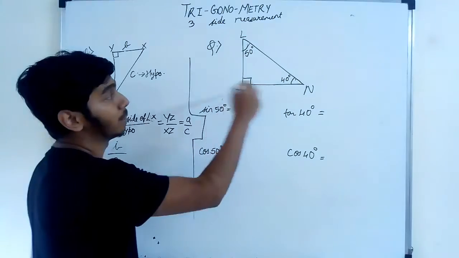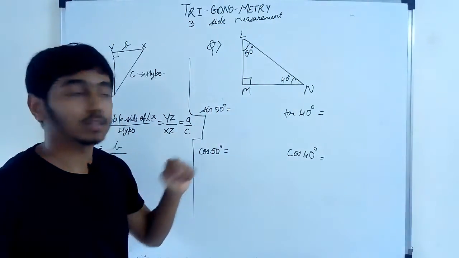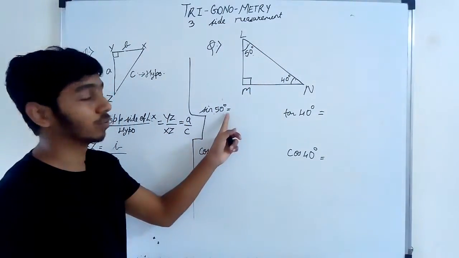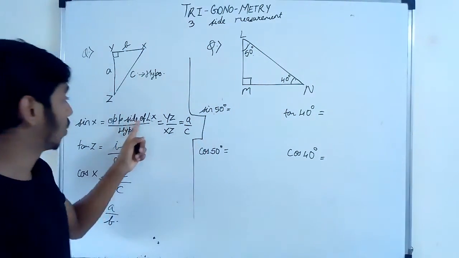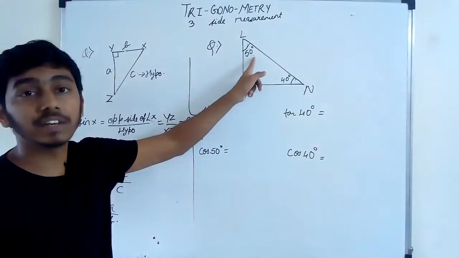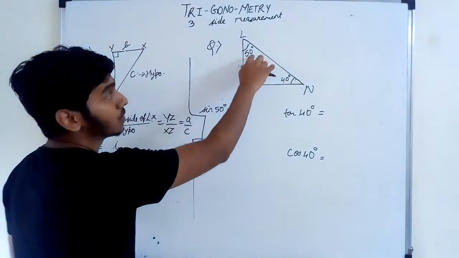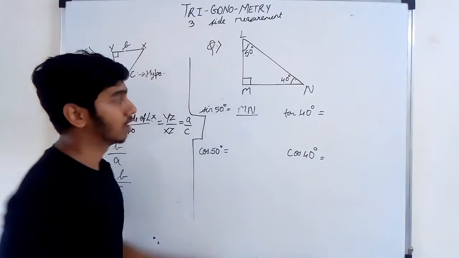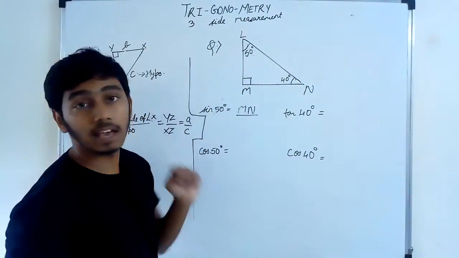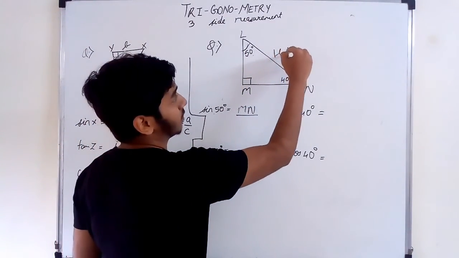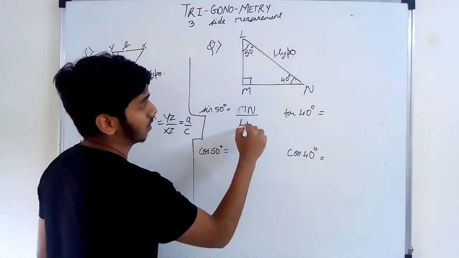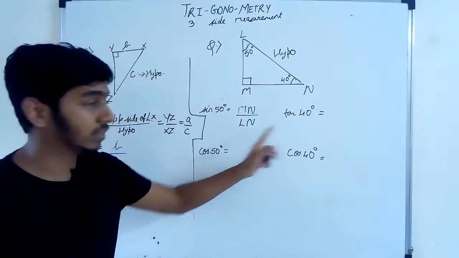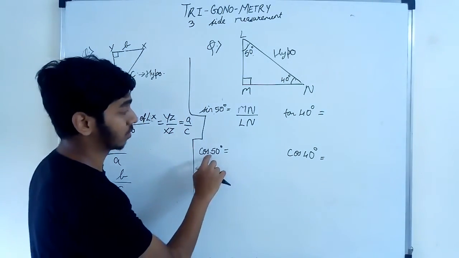Another question here. LMN. There is an angle which is 90 degree. So yes, we can find this out. So sine 50 here. Sine, you know, it's opposite. So opposite side of angle 50. Opposite side for 50 is MN upon hypotenuse is LN. So let's write this as hypotenuse LN. Okay. So I hope you will be able to find all these also. I'll try to find this also.